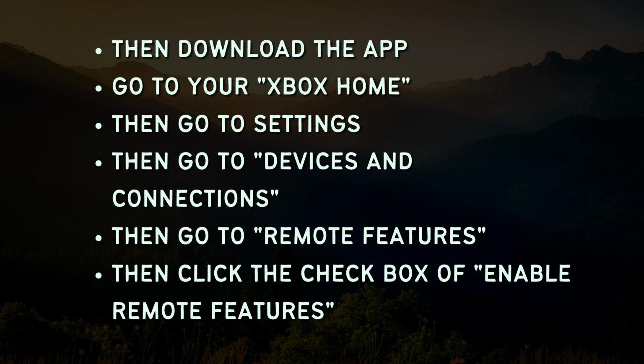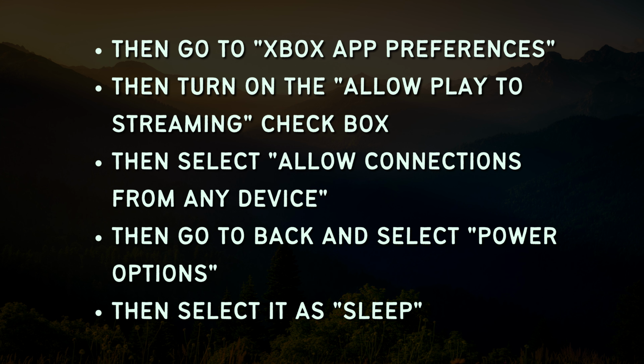Then go to remote features. Then click the checkbox of enable remote features. Then go to Xbox app preferences. Then turn on the allow play to streaming checkbox. Then select allow connections from any device.